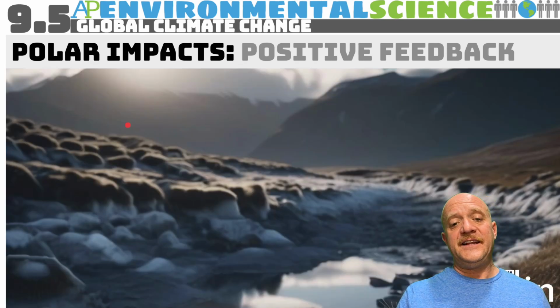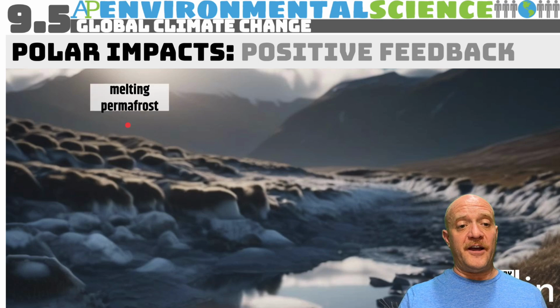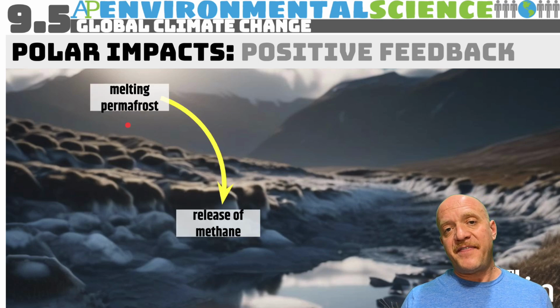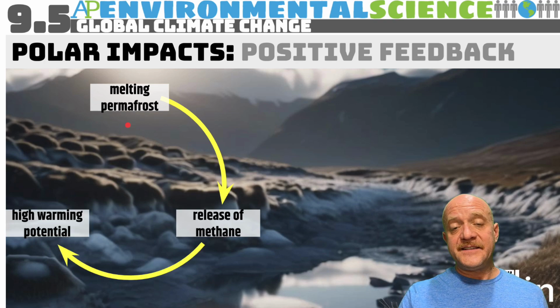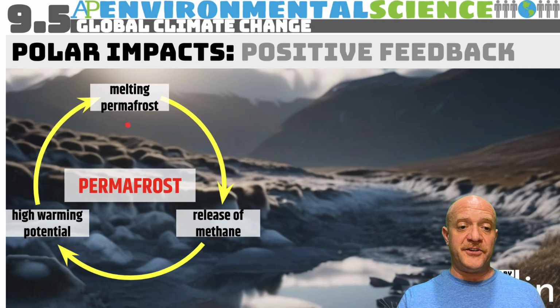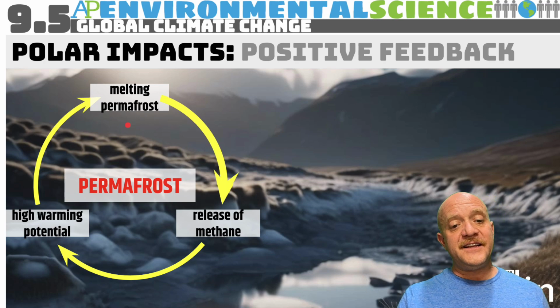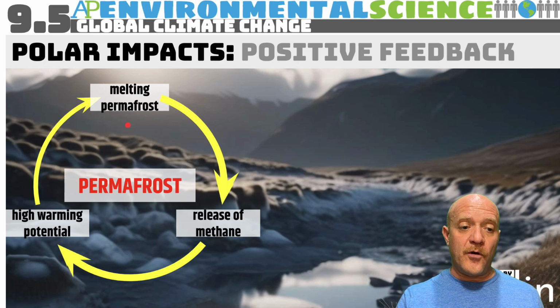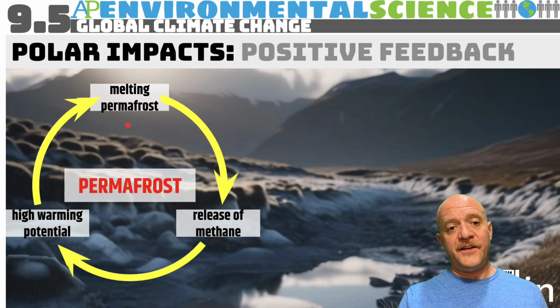We will also see this in areas that have permafrost. So the permafrost will begin to melt. That will release methane, because there is going to be decomposition when this permafrost is melting. The decomposition will be anaerobic decomposition, releasing methane. That methane has a high warming potential. It's going to increase the atmospheric temperatures. So the permafrost is then going to melt more, releasing more methane, warming the atmosphere, melting even more permafrost.